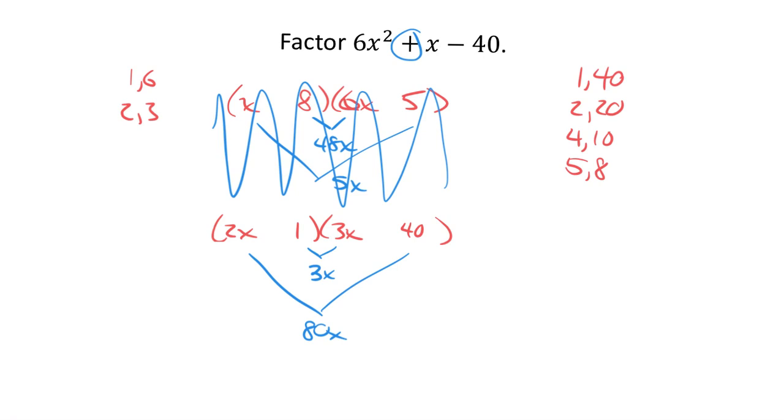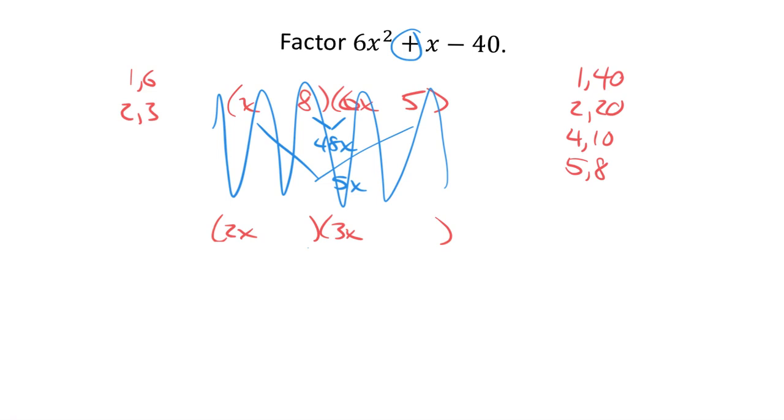Those two together cannot give us the x in the middle, so that won't work. Now let's try 2 and 20. But if I try 2 and 20, either 2 will have to go here with the 2x, which would have a common factor with that 2, or 20 would have to go with the 2x, but again 20 and 2 have a common factor, so that won't work. So 2 and 20 is out.